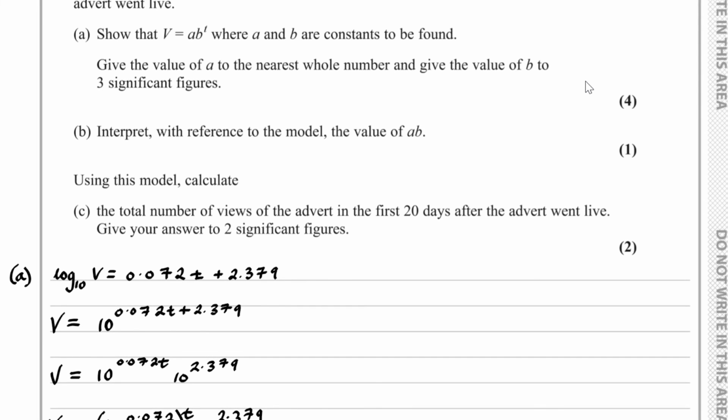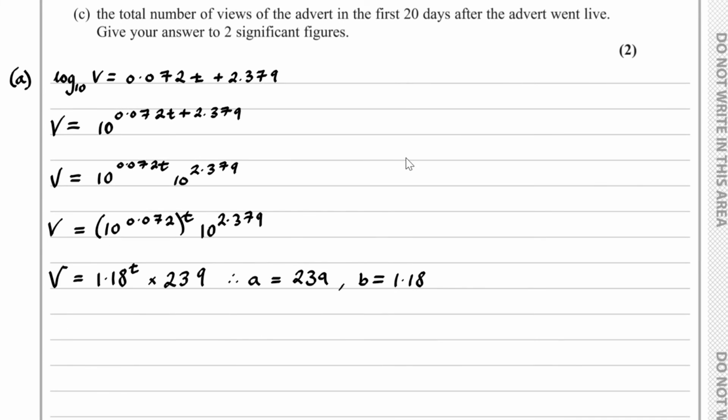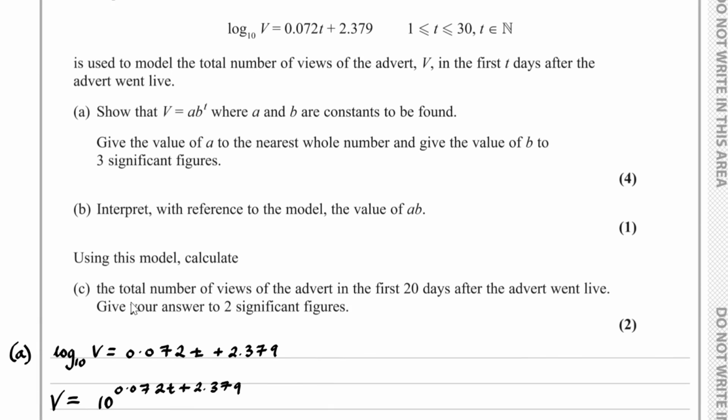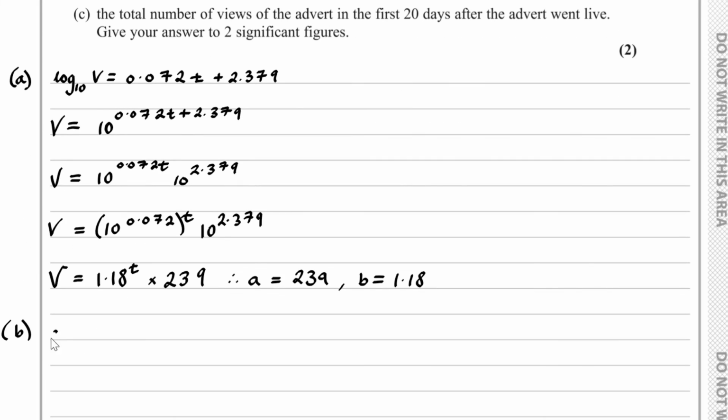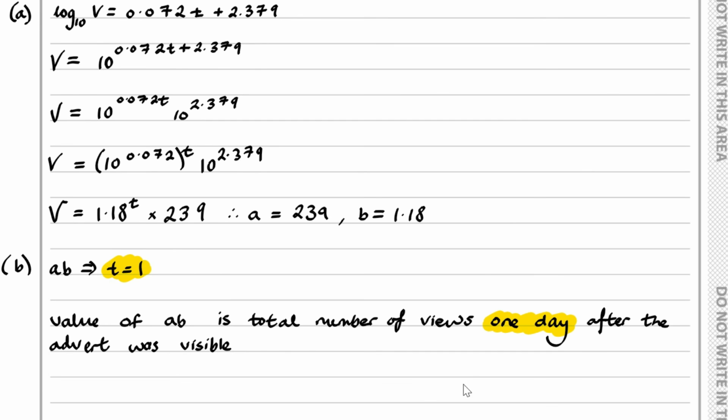So for part B, we have to interpret with reference to the model the value of ab. Well, if you look at what we have over here, v equals ab to the power of t, for us to have this ab, you can hopefully see that t is equal to 1. So ab implies that t is equal to 1. And what does this tell you? Well, it tells us the following. The value of ab is the total number of views one day after the advert was visible.